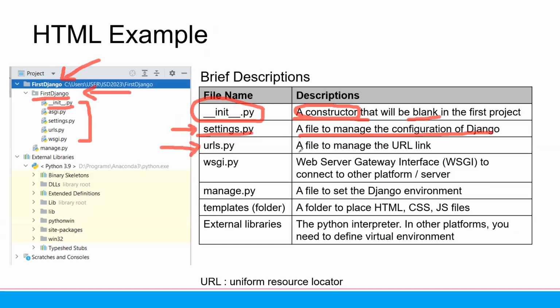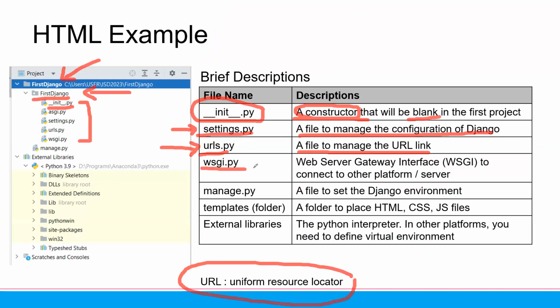urls.py is a file to manage the URLs. URL means the uniform resource locator. It means whenever we have a link, we need to manage it in this urls.py. We can use this urls.py, and we can create another urls.py.